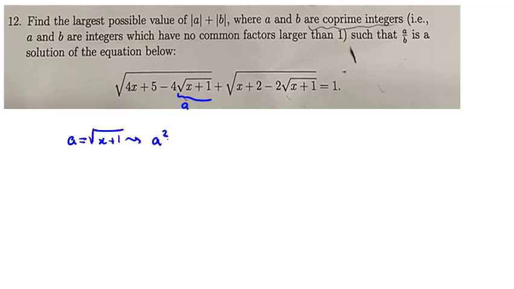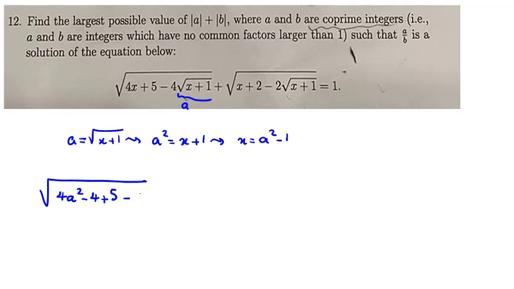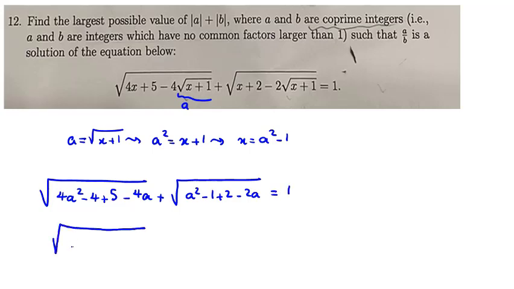Now, if we raise both sides to the power of 2, a squared will be x plus 1 and x will be a squared minus 1. And if I replace here, it will be 4a squared minus 4 plus 5 minus 4a plus a squared minus 1 plus 2 minus 2a equal to 1. And if we simplify, it will be 4a squared minus 4a, 5 minus 4 plus 1 plus a squared minus 2a plus 2 minus 1 plus 1 equal to 1.